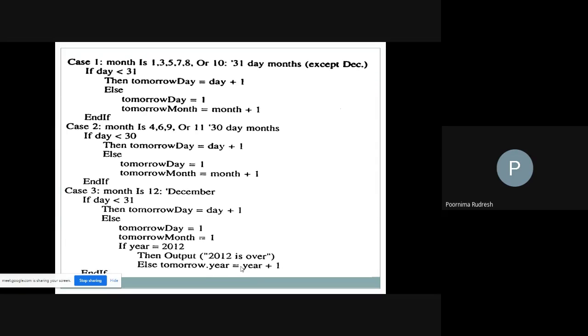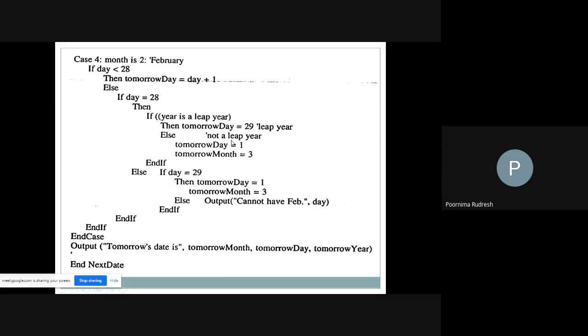One more case we have to consider, because the February month is not included here. Why is February not included? Because the February month consists of only 28 days, and 29 days for a leap year, and hence that one is treated as a separate case. Okay, month is 2, that is February. For February, how many days are we considering? 28 days. And next we check whether it is a leap year or not. For a leap year, we consider 29 days.